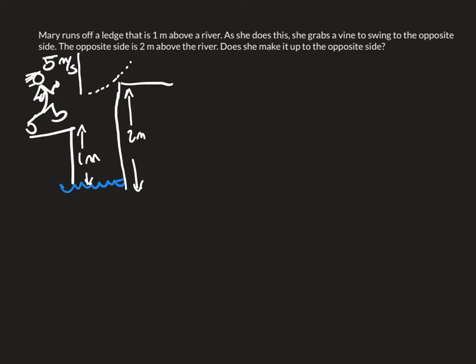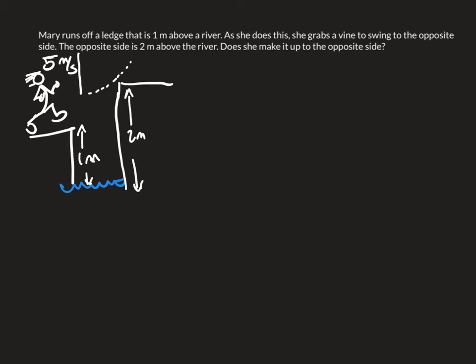Well, I've got a picture already drawn of this, and what's not mentioned in the text, but it is in the picture, is the 5 meters per second. Sorry, it's not in the text, but she's moving at 5 meters per second. And she's going to grab the vine, which is 1 meter above the river, and swing to the other side, which is 2 meters above the river. The question is, does she make it?